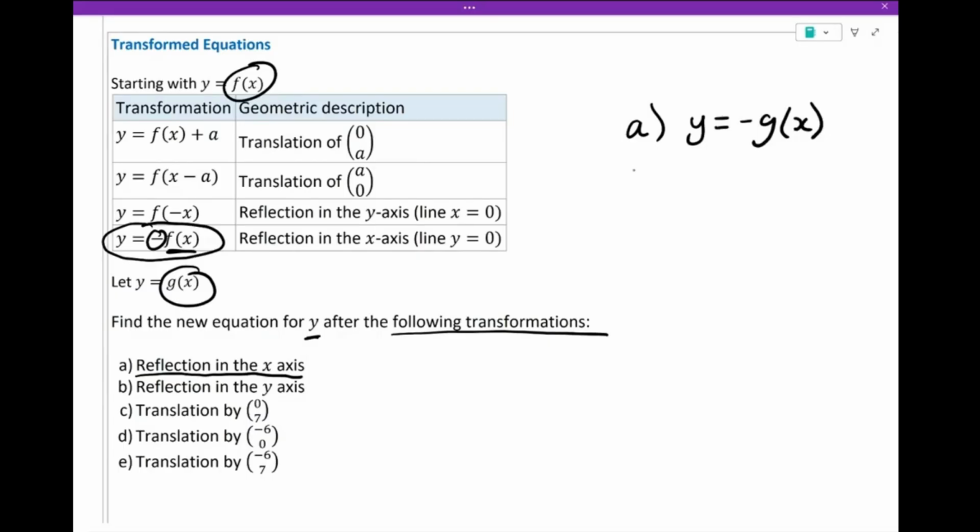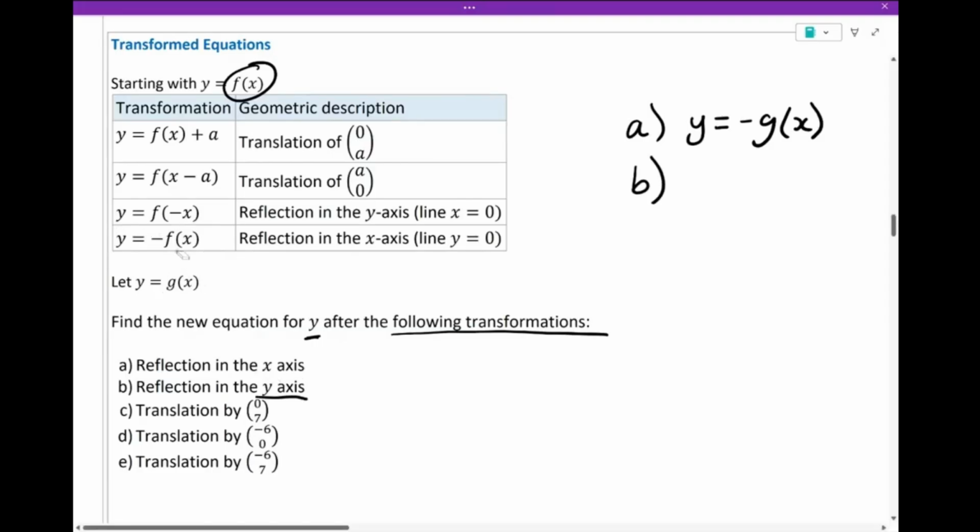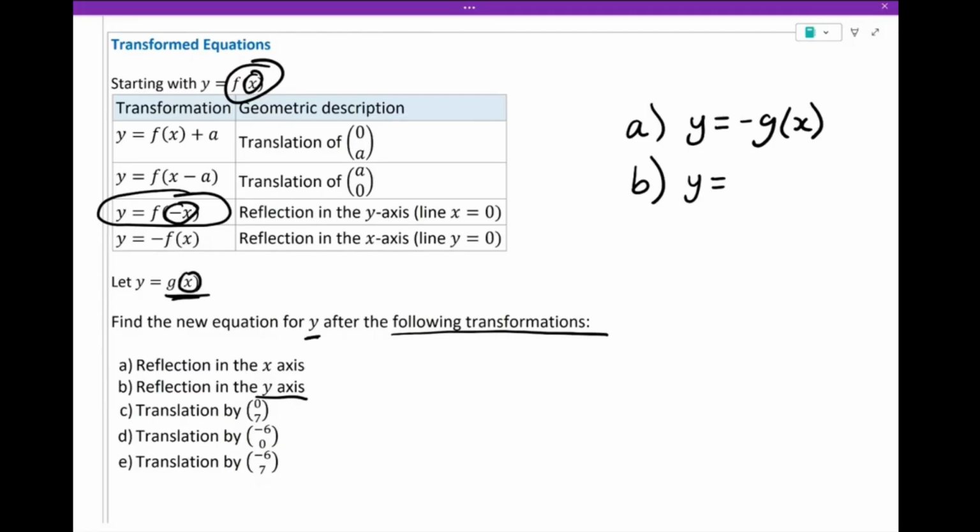Let's have a look at part B. Part B is slightly different. We're considering a reflection in the y-axis instead. So where is a reflection in the y-axis in my table? Well, it's going to be this one here. Let's start writing out my equation. It's going to be y equals. Let's think about what this bit of information is telling me. If I take f of x and I want a reflection in the y-axis, then I need to replace the x with a negative x. So I would go to my g of x and replace the x in here with a negative x and get g of negative x. And that would be my final answer.